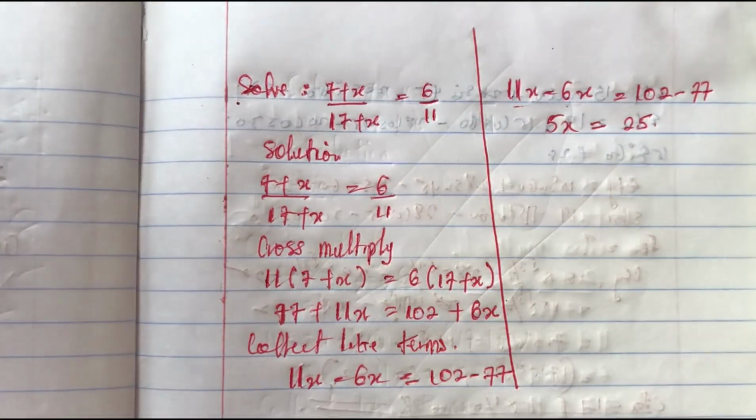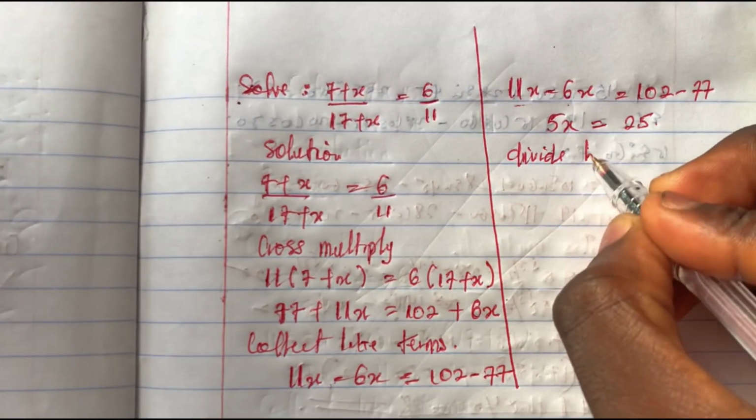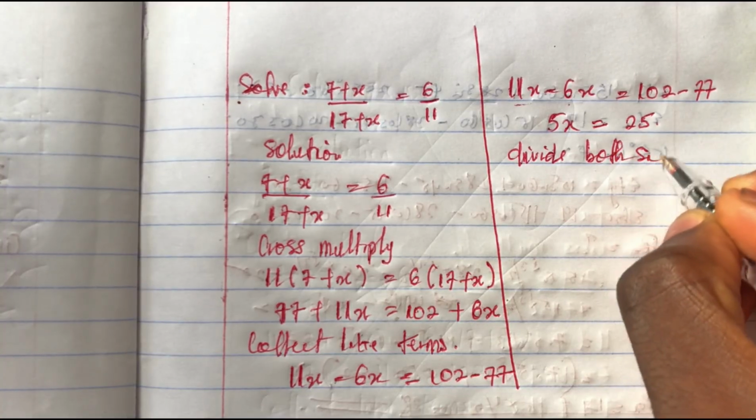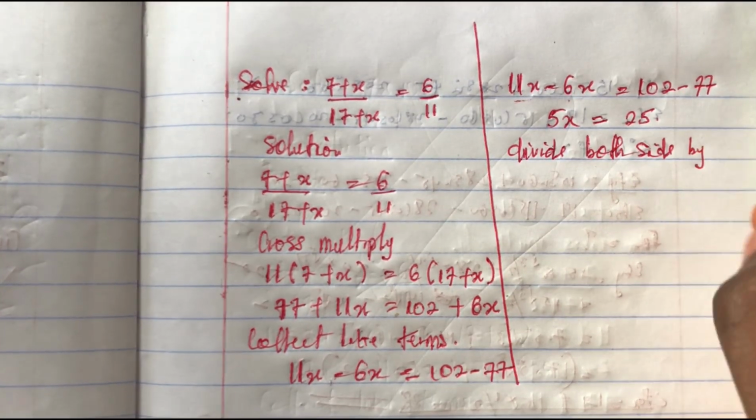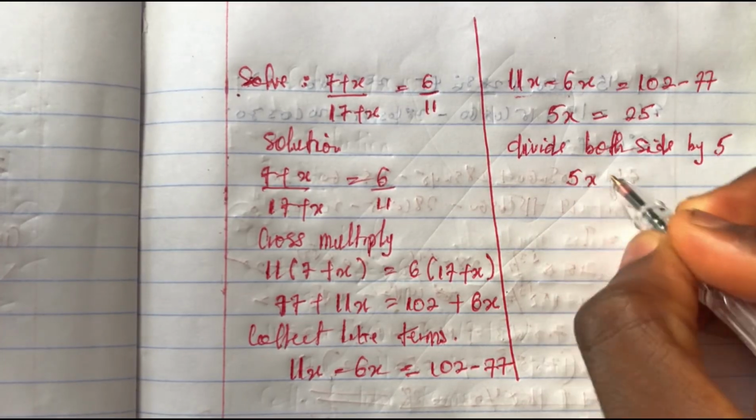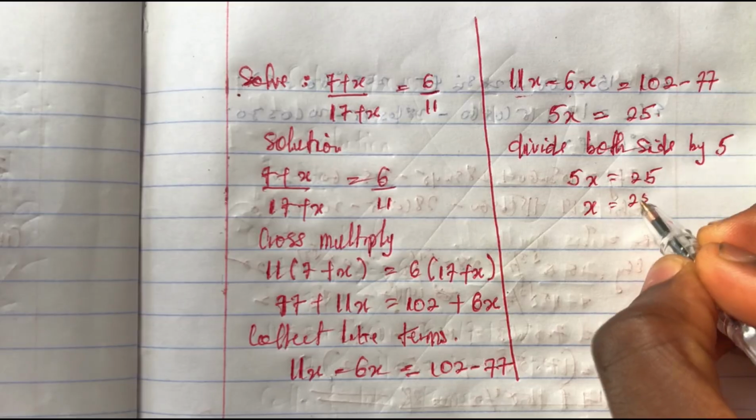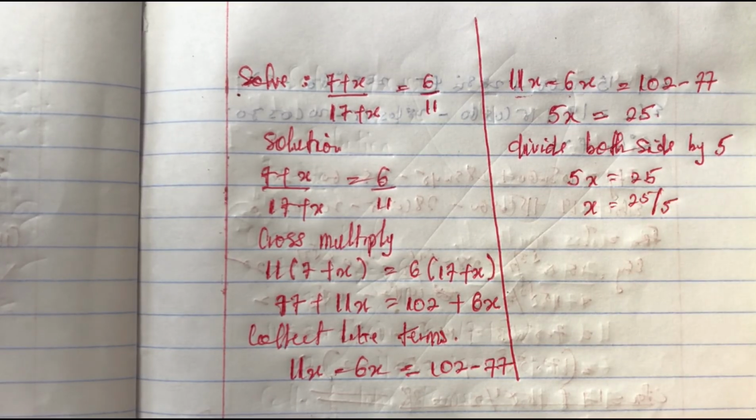Alright, so next we have to divide. You divide both sides by 5, which is the coefficient of x. So we can say 5x is equals to 35. We have x is equals to 35 over 5. So we have x is equals to 5.